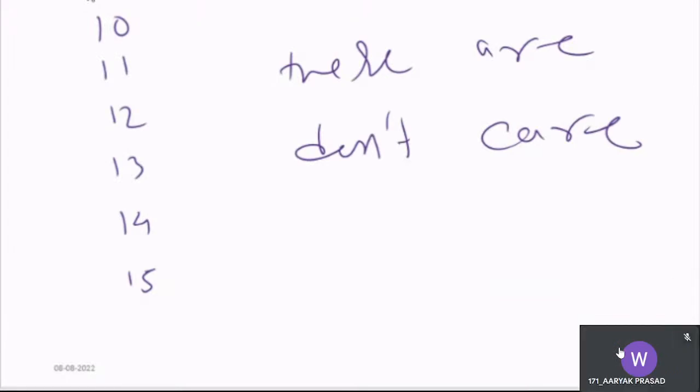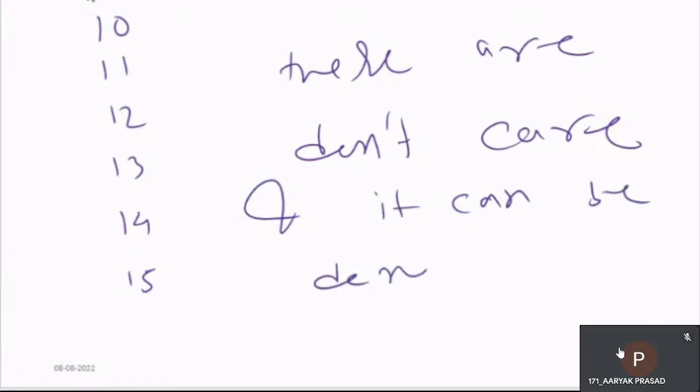These are don't cares, and it can be denoted by X, X, X, X. Okay. I'll show you.